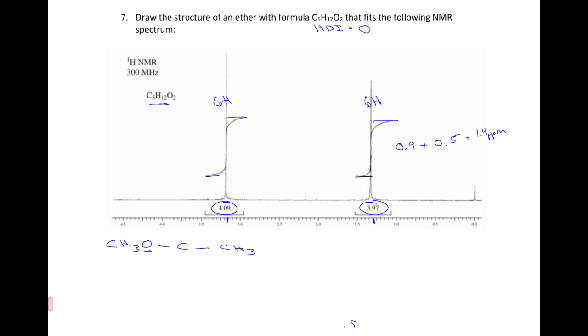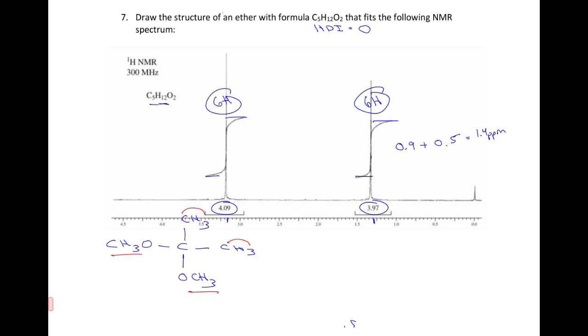So based on what I've written down so far, the only possibility would be to add a second methoxy group to this carbon. So if I add a second methoxy group here, and I have to have another methyl group because I have 6 protons here and 6 protons here. So therefore I would put another methyl group like that. And you can see that there's symmetry in the molecule. You can see that these 3 protons and these 3 protons are chemically equivalent, and then you can see that this methyl group and this methyl group are chemically equivalent.